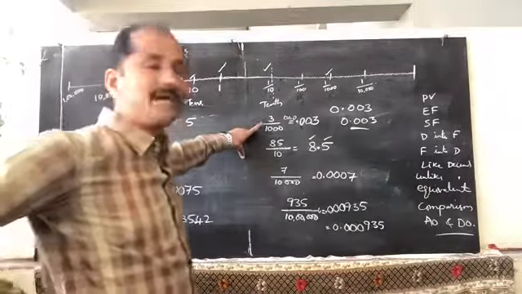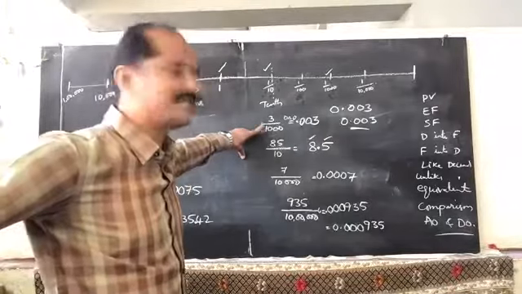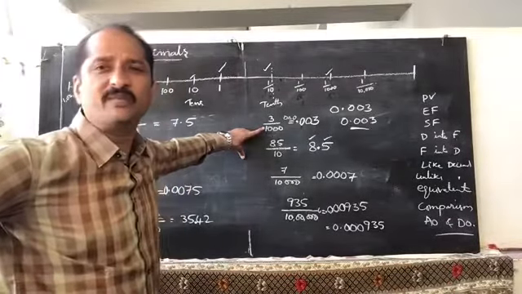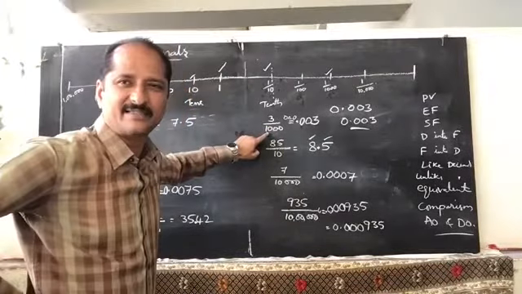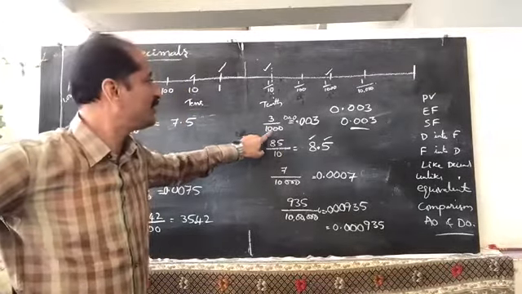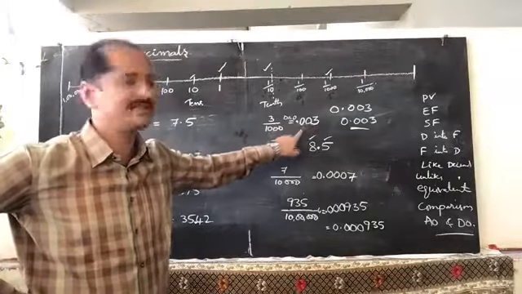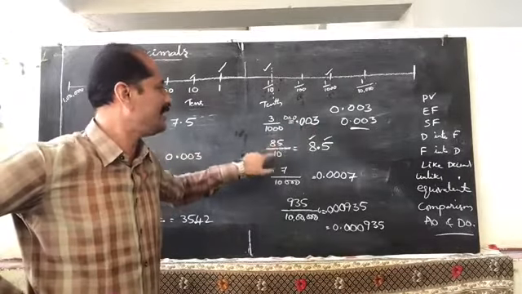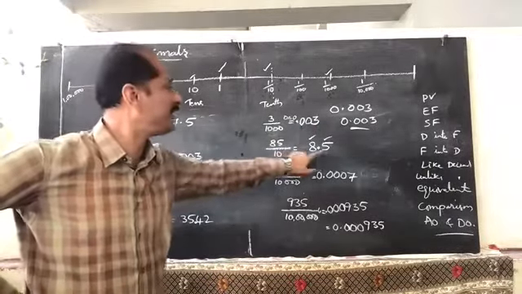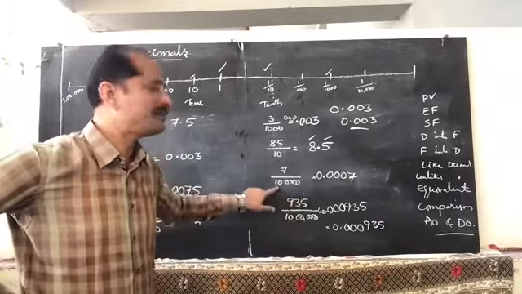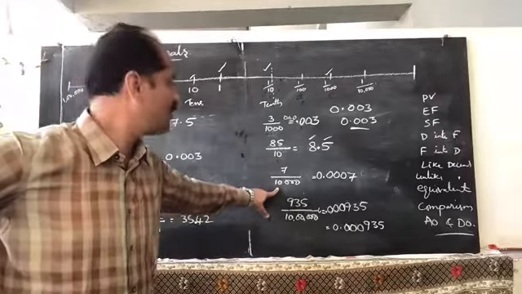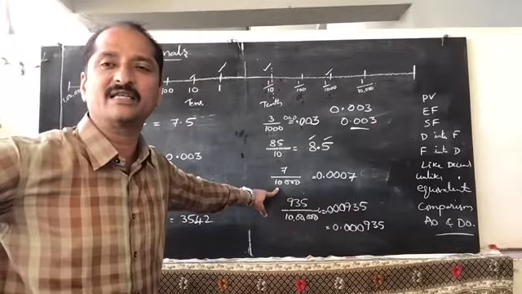Once again you can check. 3 by 1000: there should be up to 1000. 3 is in the 1000th place, which means 0.003: 10th, 100th, 1000th. 85 by 10 means 8.5, so 1 digit should be in the decimal place. So 8.5. 7 by 10,000: that means 4 digits should be in the decimal part.